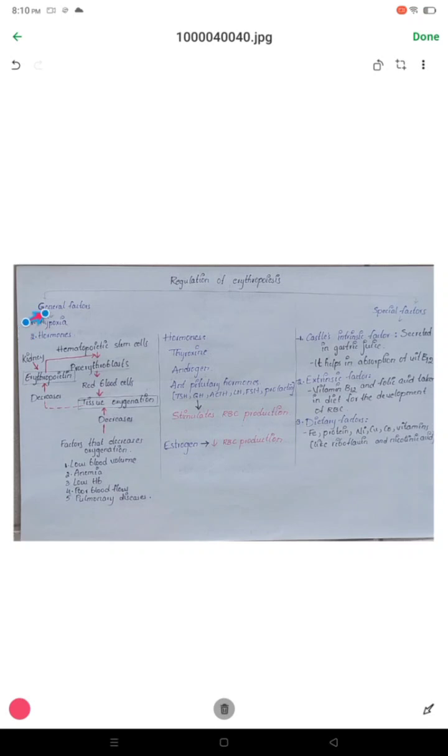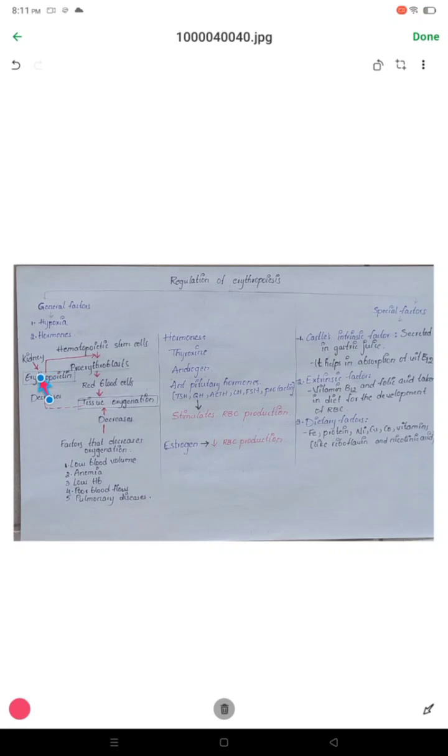General factors, this includes the overall view, and we will discuss about hypoxia. As we know that hypoxia is due to reduction in the oxygen or lack of oxygen to the tissue or decrease in the oxygen supply to the tissue. There are factors that cause the decrease in this oxygen supply, like low blood volume, anemia, low hemoglobin, poor blood flow, pulmonary diseases. This causes the reduction of the tissue oxygen, and this reduction in tissue oxygen causes release of erythropoietin, which is an important hormone to influence the erythropoietic process.